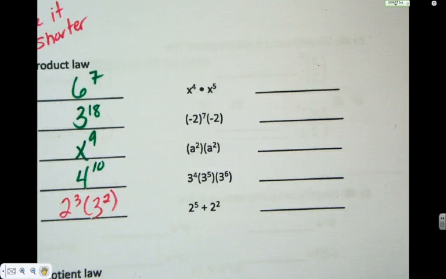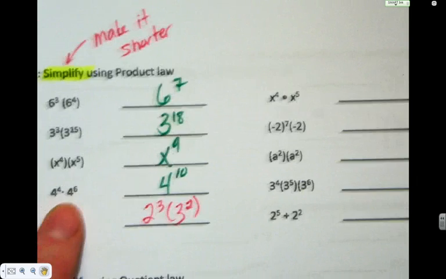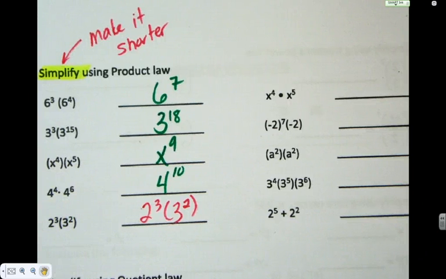Am I going too fast? What is that big black dot? But it was a little tiny dot over here. Doesn't matter. A dot's a dot. We don't care how big it is in math. We just care a dot means multiply.